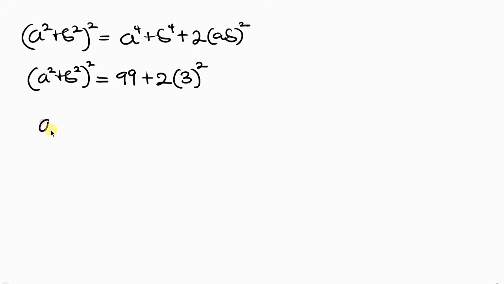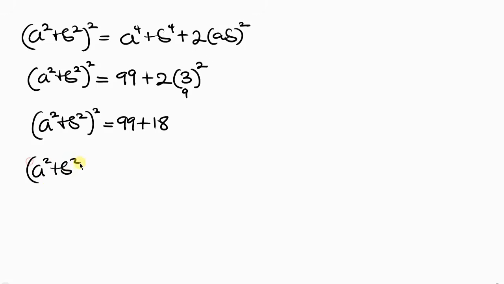So this becomes a squared plus b squared, all raised to the power of 2, to be equal to 99 plus, now 3 squared is 9, 9 times 2 is 18. Now simplifying further, we have a squared plus b squared, all raised to the power of 2, to be equal to 99 plus 18 is 117. Now to get rid of this square, we have to take the square root of both sides.